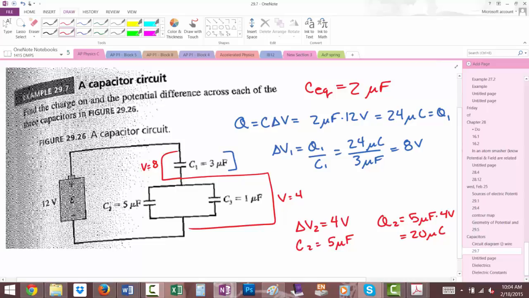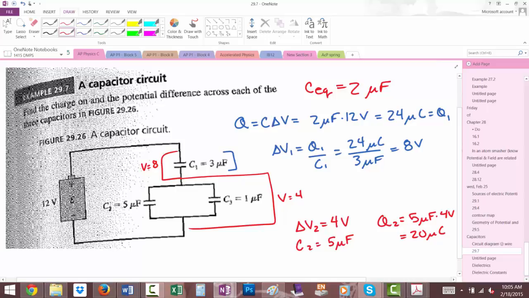And then, one way or another, there are 2 lovely ways to figure out how much charge is here. What's the easy, fast one? You could do the same thing. You could also, how much charge is on this one? 24. 20 of them are over here. How much has to be left here? 4.